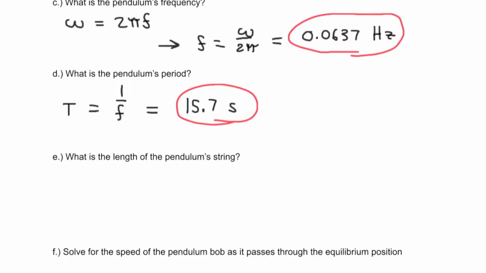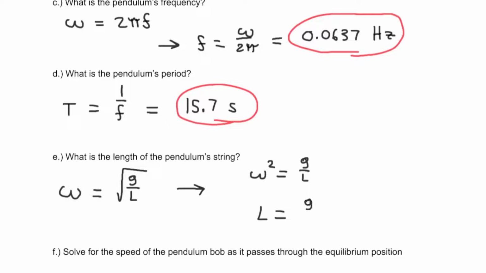So then for the length of the pendulum string, you can use any of these equations relating to the length, but it's probably easiest just to use the fact that omega is equal to the square root of g over L, which means that omega squared is equal to g over L. So L is just going to be g divided by omega squared, and we get a very large value for a pendulum of 62.5 meters.